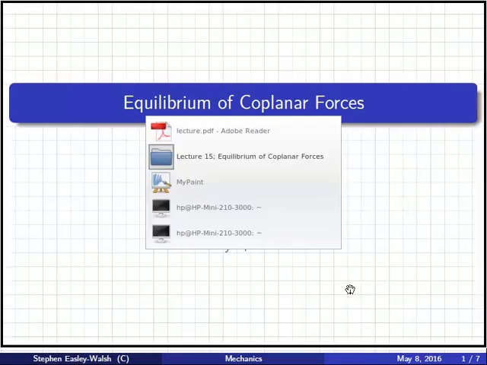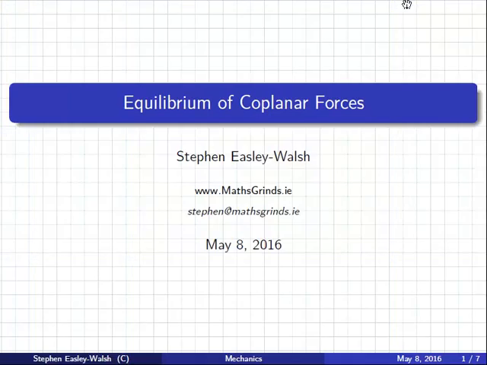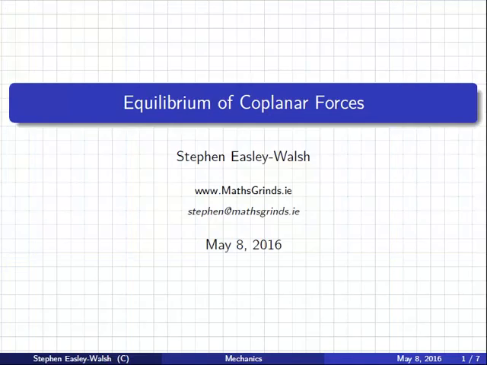Now, this is the name of the lesson, but just so you know, I also sometimes call the lesson this, if you want the other name as well. I call it the three-force theorem. So you can call it this, but I usually call it this. I would like you to write down both names.